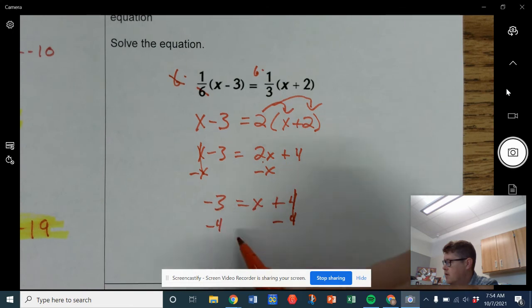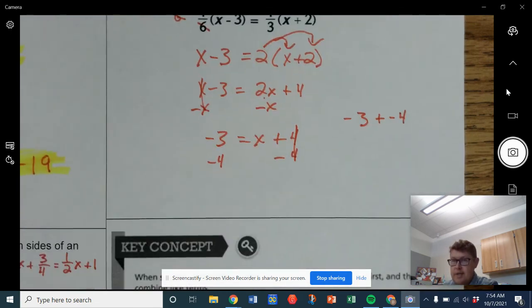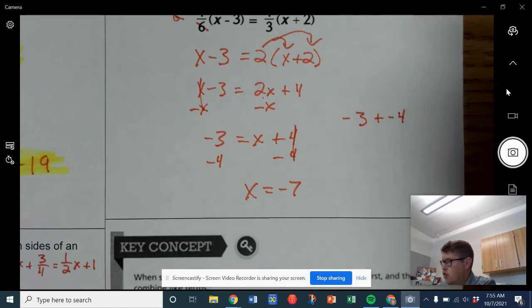Subtract 4, bring it over, and then -3 minus 4. Remember that -3 minus 4 is the same thing as -3 plus -4. Okay, add them together, make them negative. You get x equals -7.